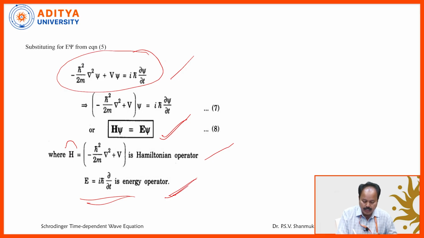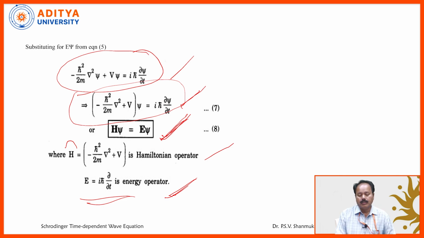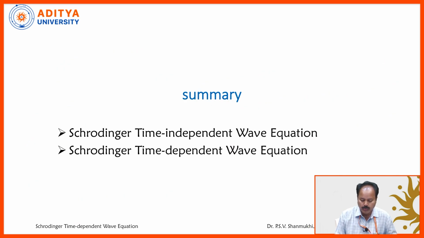So this H psi is equal to E psi is called the Schrodinger time dependent wave equation, or in the extended form, minus h cross squared by 2m del squared plus V into psi is equal to i h cross ∂/∂t. This is called the Schrodinger time dependent wave equation. Actually, coming to the summary: we have written the Schrodinger time independent wave equation, and from that one, we have derived the Schrodinger time dependent wave equation.